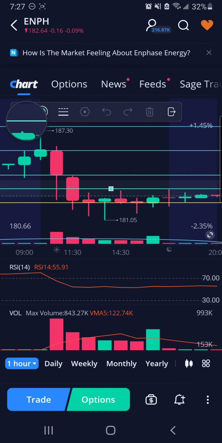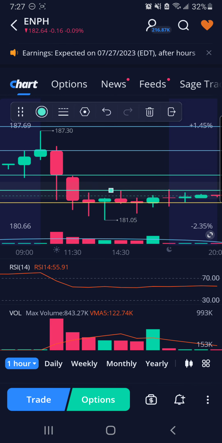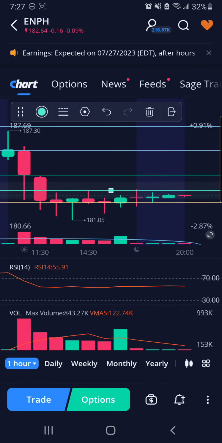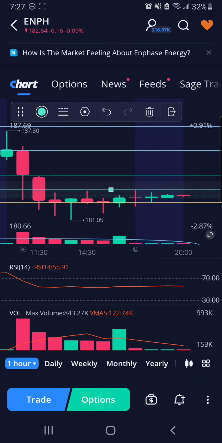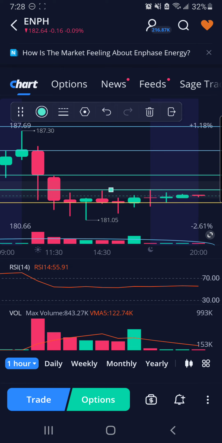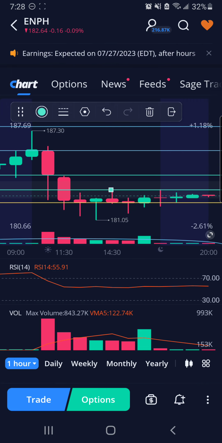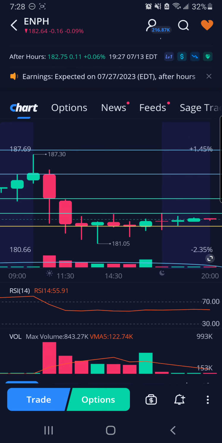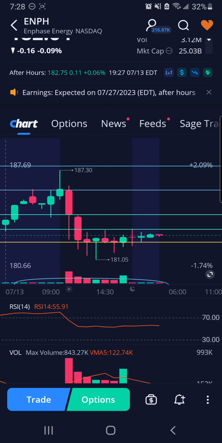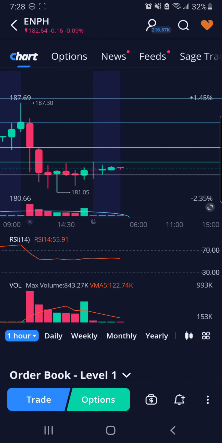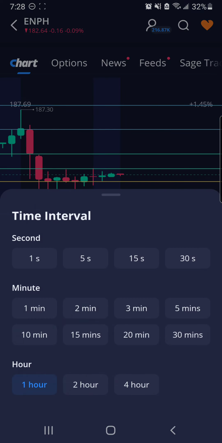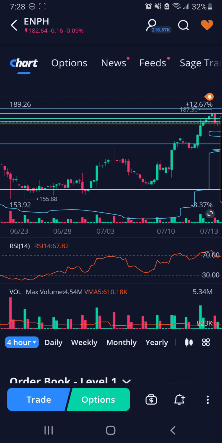And you can see this hourly. So breaking above these green lines, these blue lines, that's all positive, that's all bullish. Now a lot of people use the 4 hour.